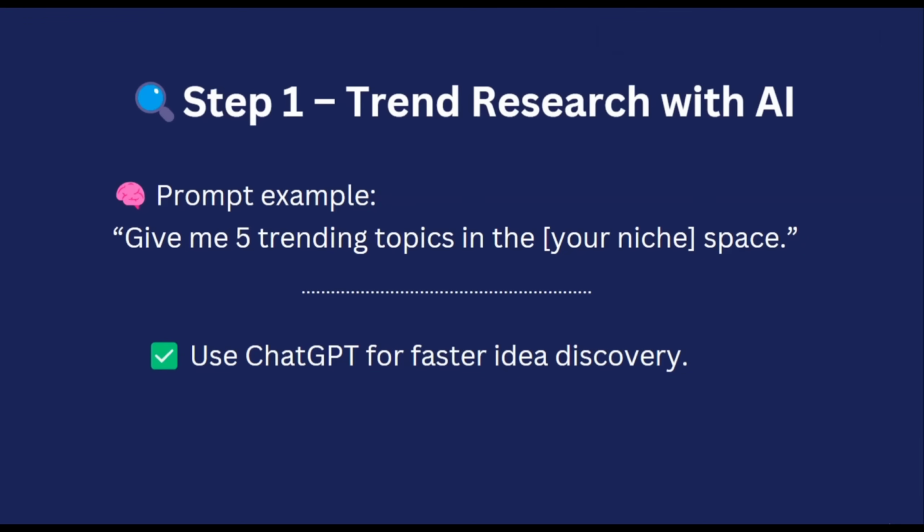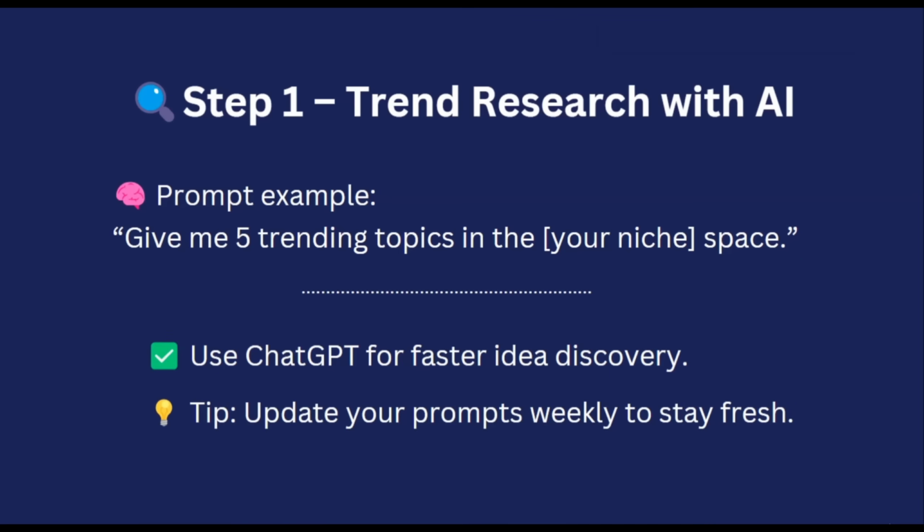Once you come up with your ideas, you want to update your prompts weekly so that you can stay fresh. You can go back to ChatGPT and just ask it to come up with 5 more ideas for your content. Every single week you can come up with an extra 5 or 10 ideas that you can create content on for the following week. That way you can stay fresh and have a lot of content that people are going to find interesting and not too repetitive.